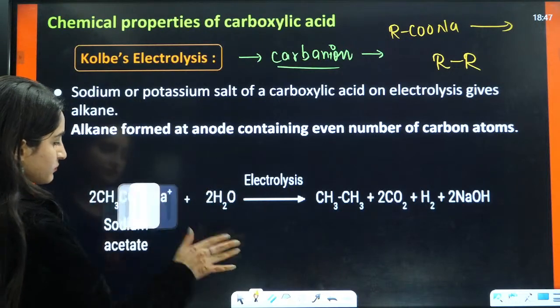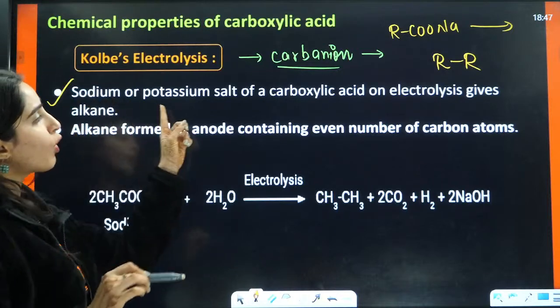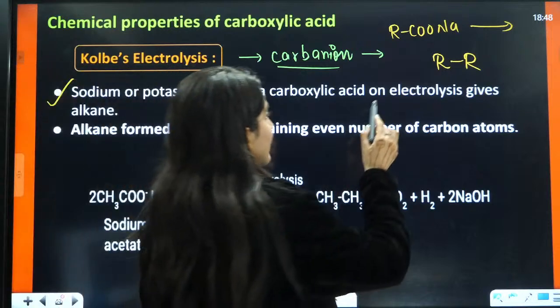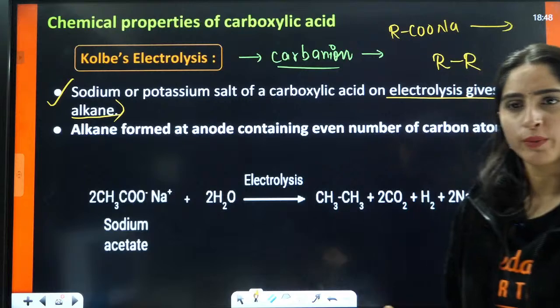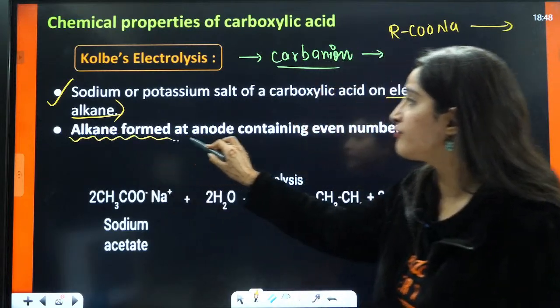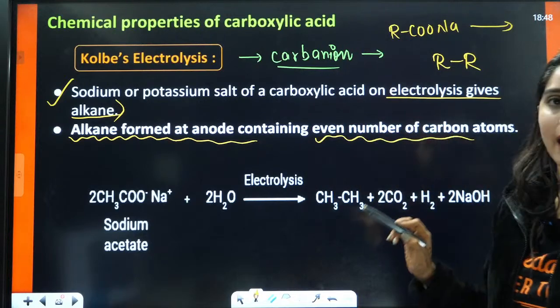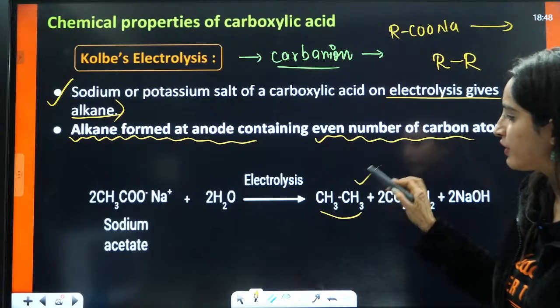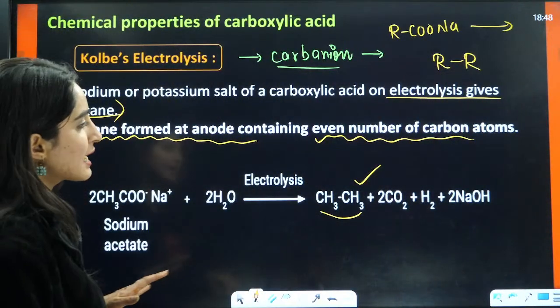Next thing: sodium or potassium salt of carboxylic acid on electrolysis gives alkane, right? Second thing is the alkane formed at the anode contains an even number of carbon atoms. You will always have an even number of carbon atoms because that will always be doubled, right?